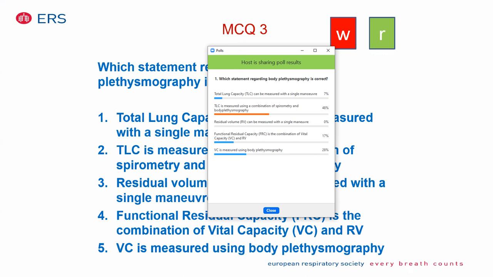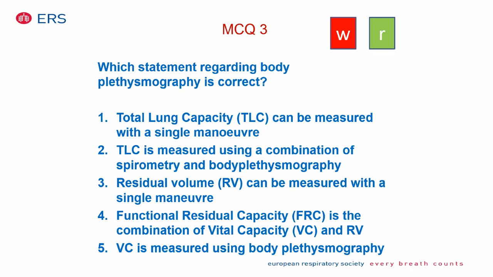TLC is measured using a combination of spirometry and body plethysmography. Yes, very good. First of all, capacity means it's a combination of different parameters, and also body plethysmography measures the volume within the thorax at resting lung volume, and then you do the spirometric maneuver, and this is added on top. Of course, choice number 4 then is wrong. Vital capacity is measured using spirometry, and it's not a single maneuver, but a combination. So all well taken, very good.